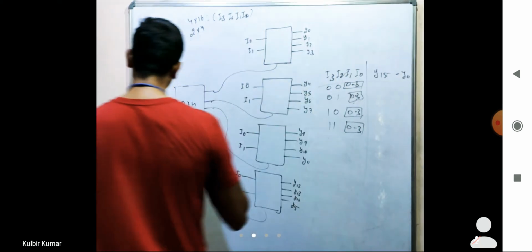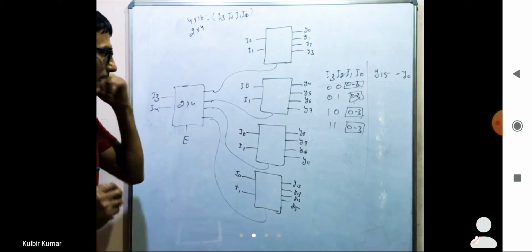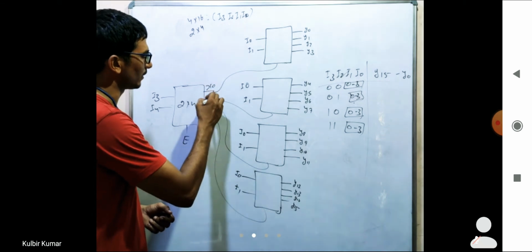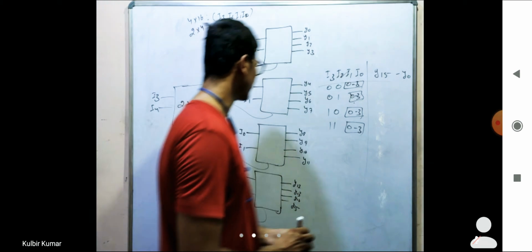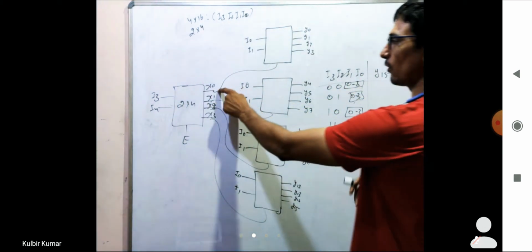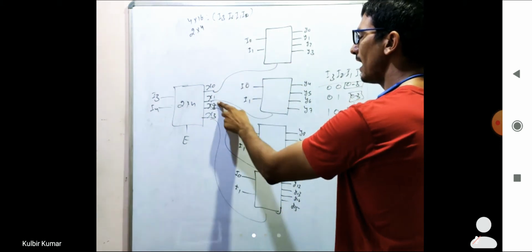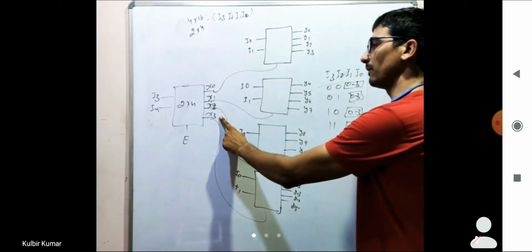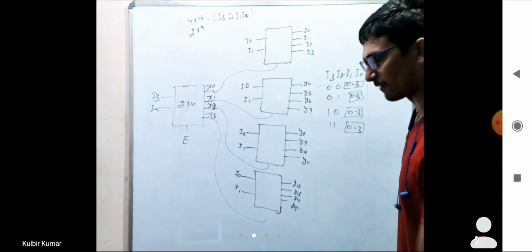Now let us take one more decoder. And what will be the input here? I3 and I2. What will be the output of I3 and I2? Let us take the outputs as X0, X1, X2 and X3. These are the outputs of this decoder. So X0 will become the enable line for this decoder, X1 will become the enable line for this decoder, X2 will become the enable line for this decoder and X3 will become the enable line for the last decoder.